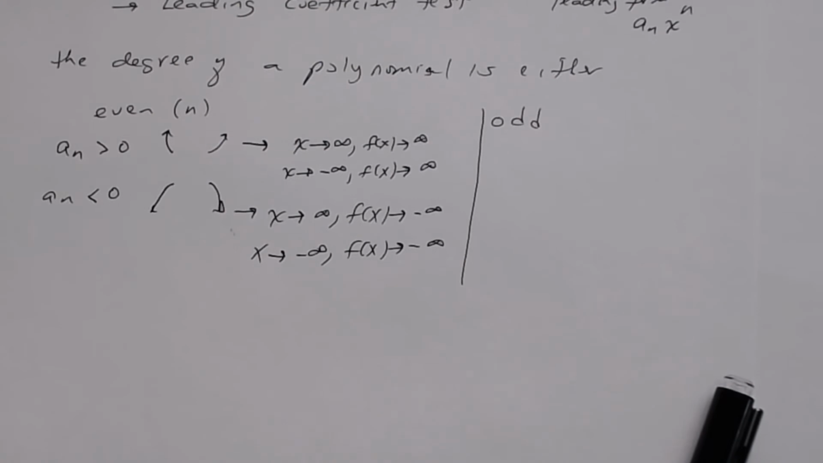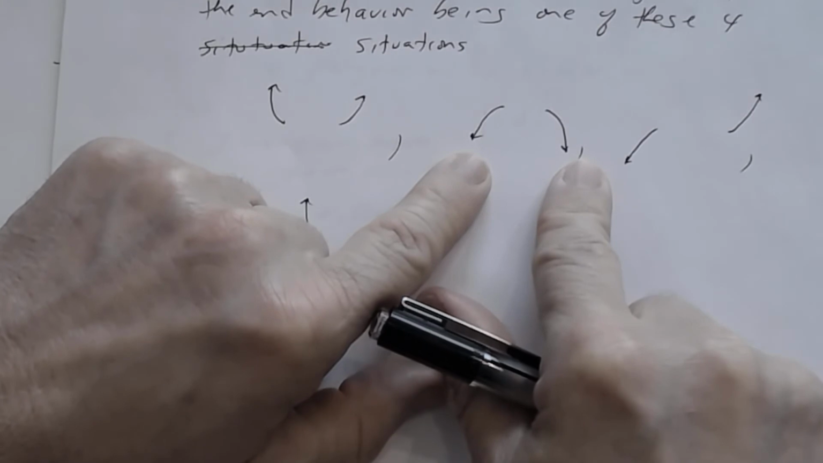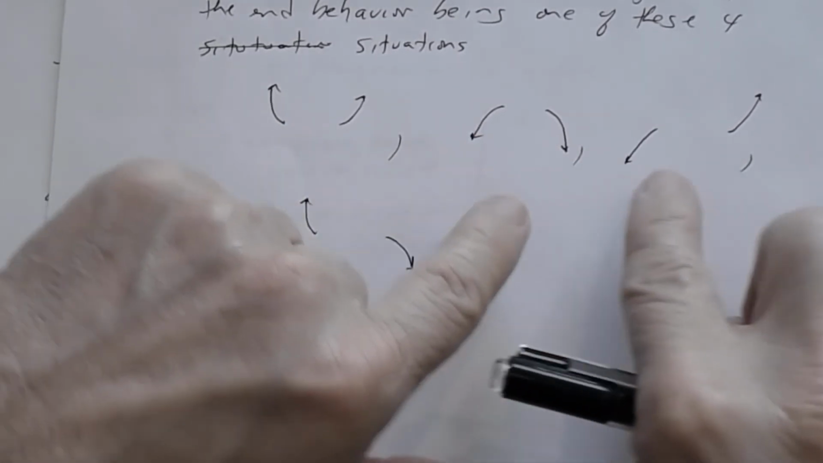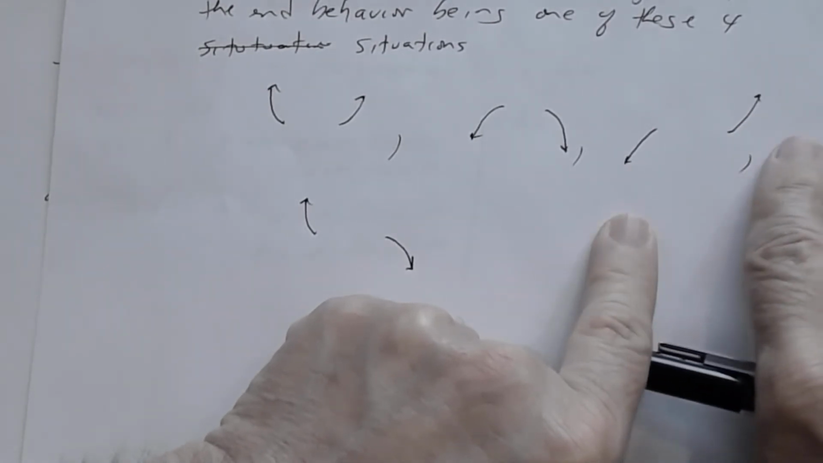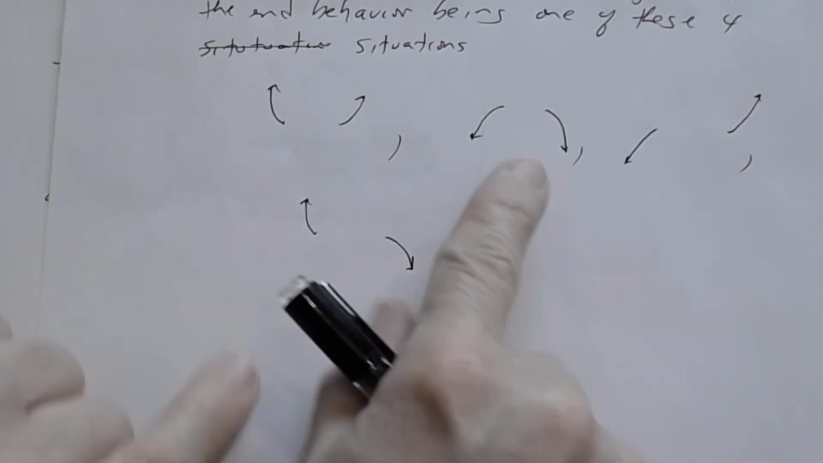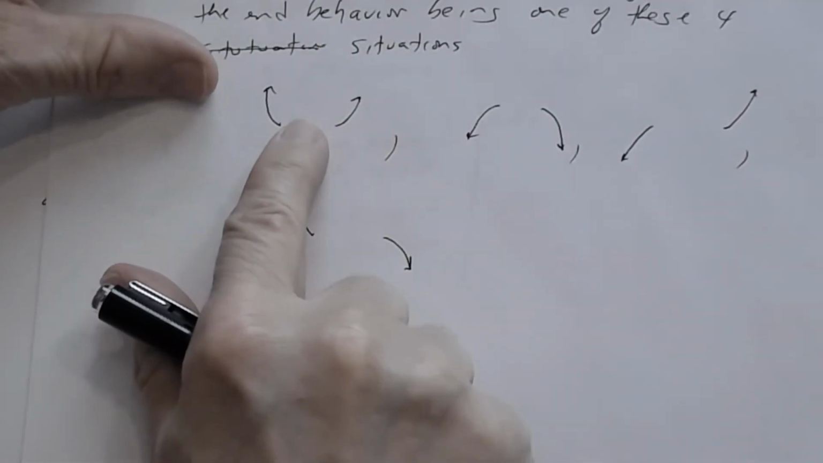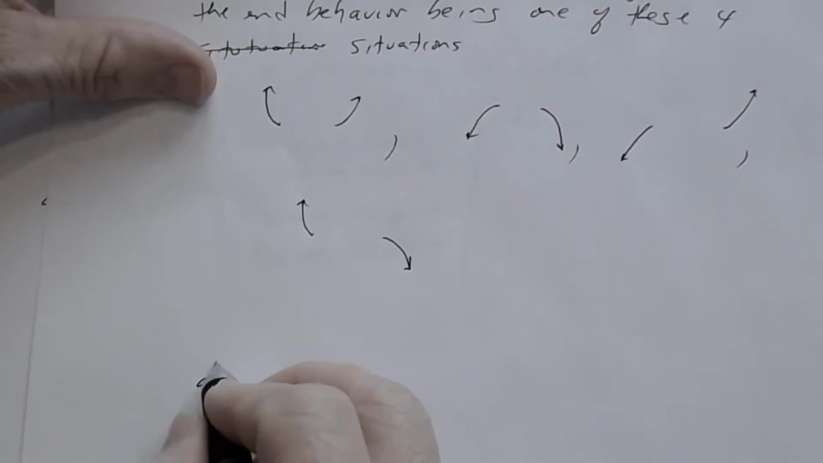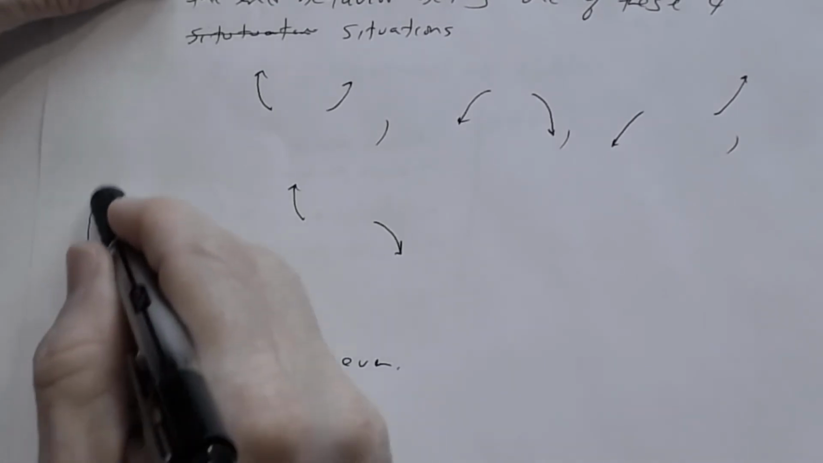All right, so remember our four situations. We had our arrows pointing up, our arrows pointing down on both ends, and then on one end the arrow pointing up and on the other end the arrow pointing down, and on the other, pointing up on the left side and down on the right side. So these two situations occur when the degree is even.